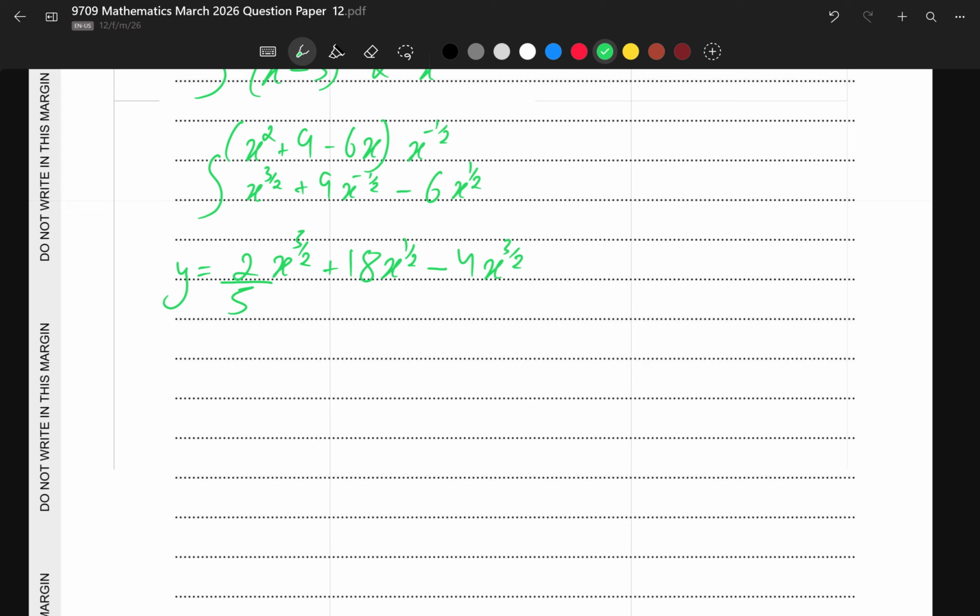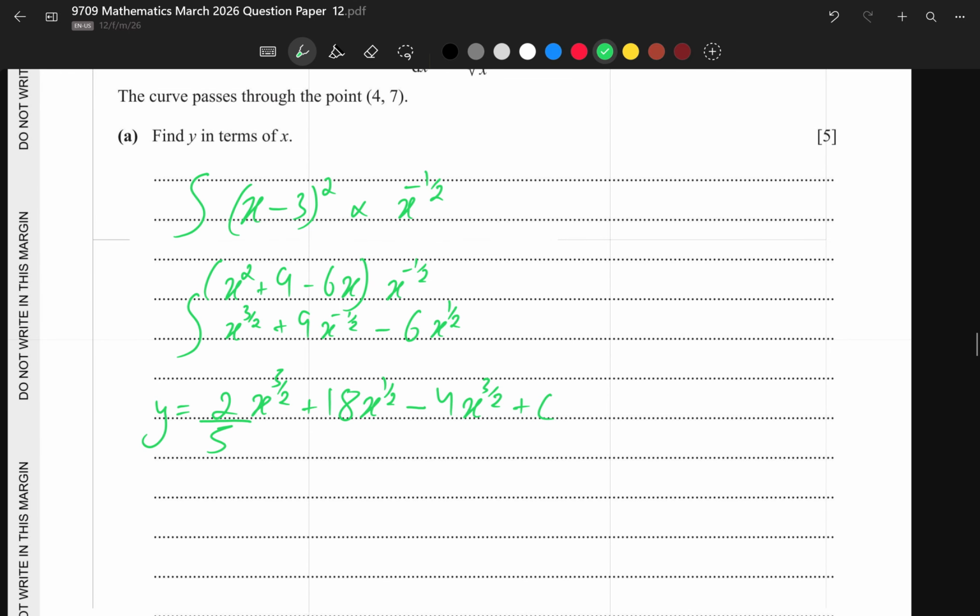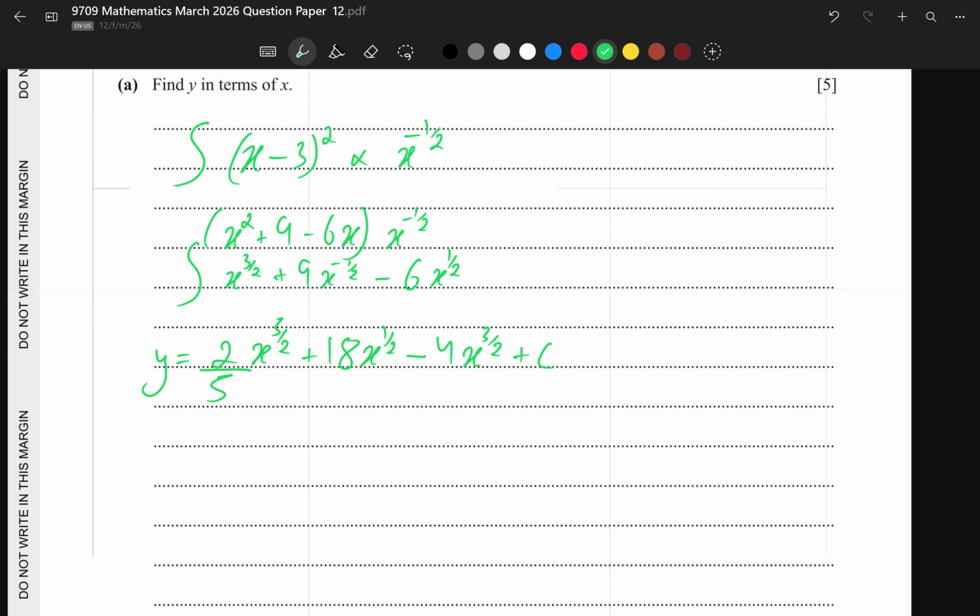but this had no limits. So this integral had no limits, so there will be a constant of integration. To find this constant of integration, we'll use these points. So y is equal to 7 when x is 4.